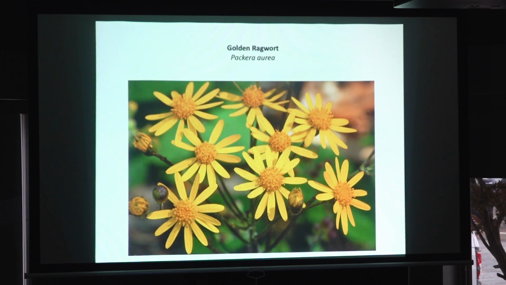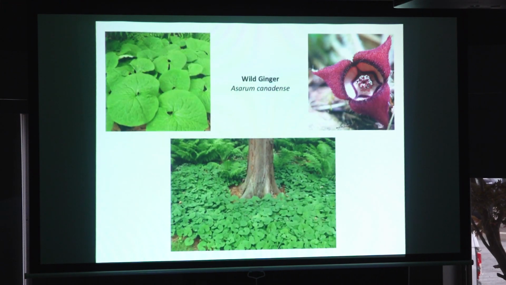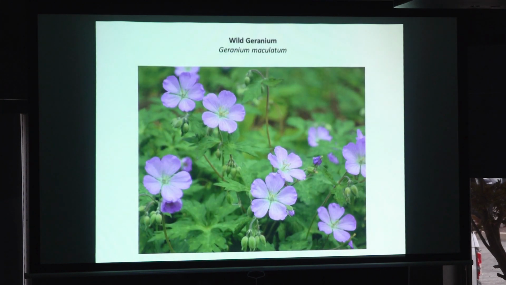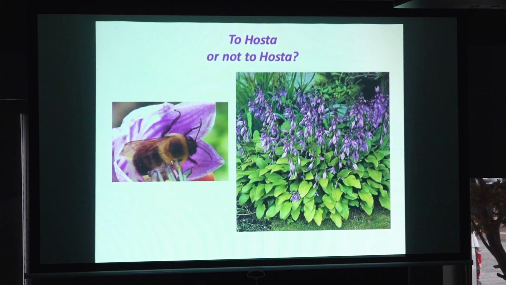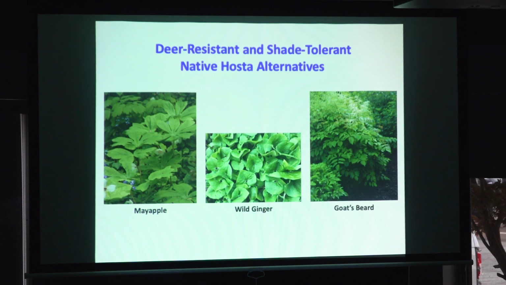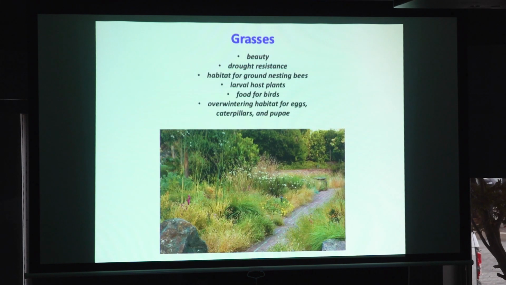It competes very well with that invasive, what's the name of it? Garlic mustard. Okay, it can compete well with garlic mustard. Wild ginger in the shade can tolerate quite dark shade. Wild geranium is shade tolerant as well. So is wild strawberry. How about hosta? That's not native. And there are other alternatives to it, right? The mayapple, wild ginger, goat's beard, and many more.